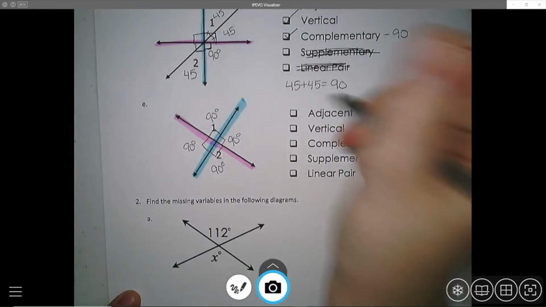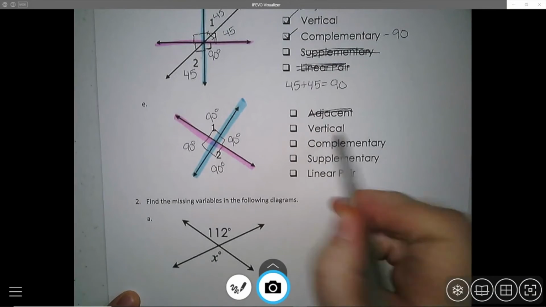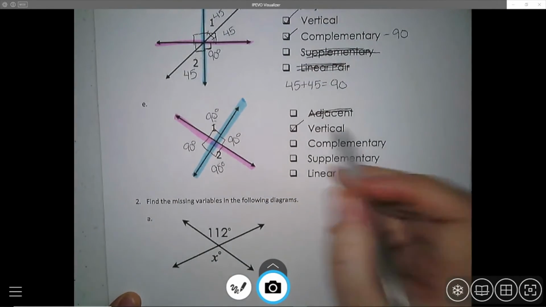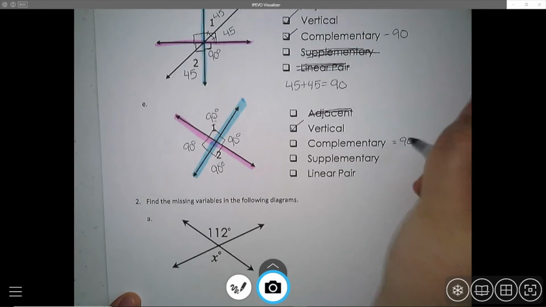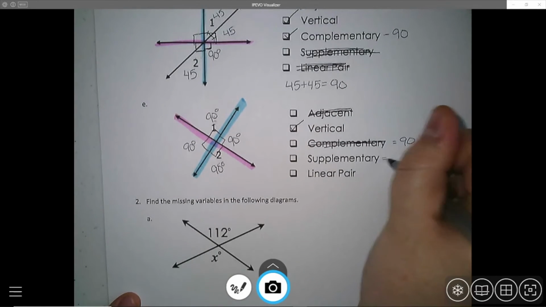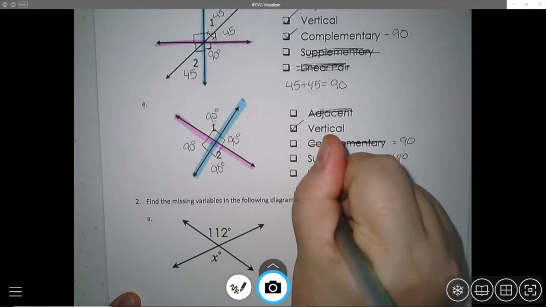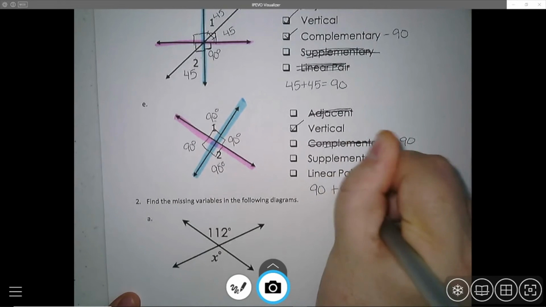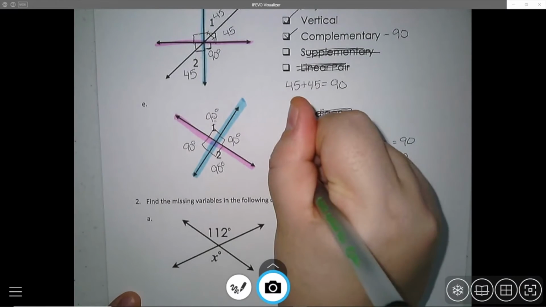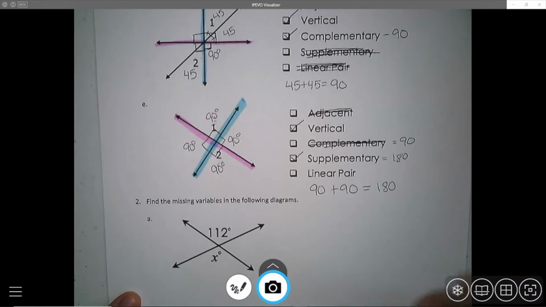So 1 and 2, are they adjacent? No. 1 and 2, are they vertical? Yes, they are across from one another. Are they complementary? So do they add up to 90? Nope. Are they supplementary? Do they add up to 180? Angle 1 is 90 and angle 2 is 90. 90 plus 90 does add up to 180. So these are supplementary. Are they a linear pair? No. To be a linear pair, you have to put a check at adjacent and a check at supplementary.